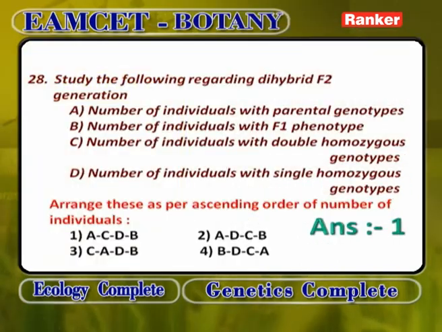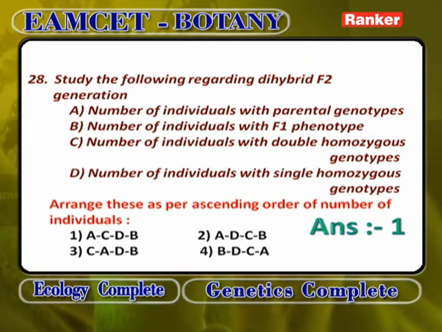Study the following regarding dihybrid F2 generation and arrange these in ascending order of the number of individuals. Number of individuals with parental genotypes, number of individuals with F1 phenotypes, number of individuals with double homozygous genotypes, number of individuals with single homozygous phenotypes. Answer is first, ascending order A.